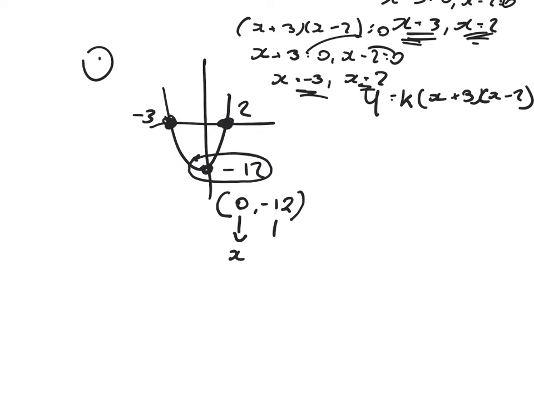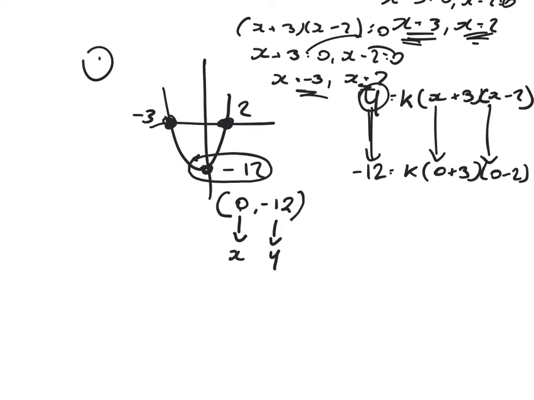So when the x-coordinate is equal to 0, the y-coordinate is equal to minus 12. So I'm just going to say that again. When the x-coordinate is 0, the y-coordinate is minus 12. And I've just made that substitution in there for y, x, and x again.